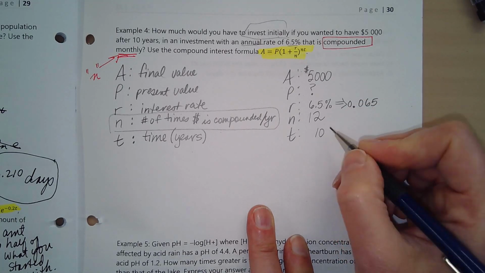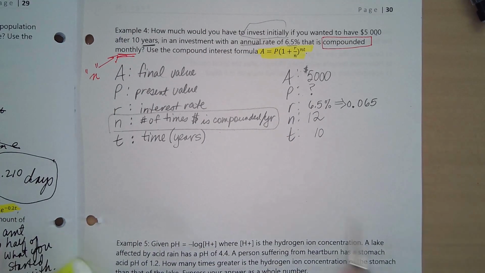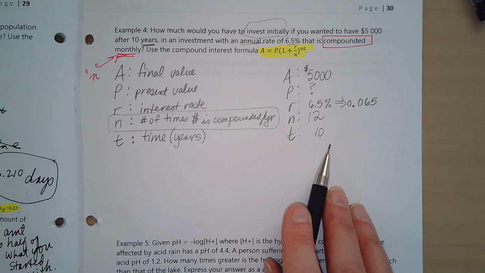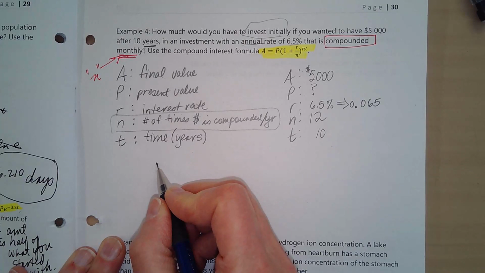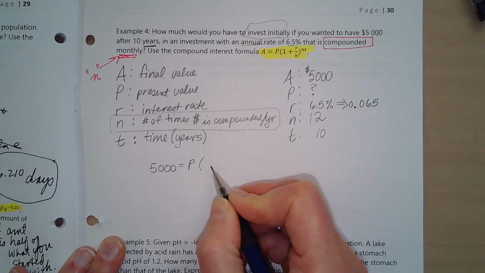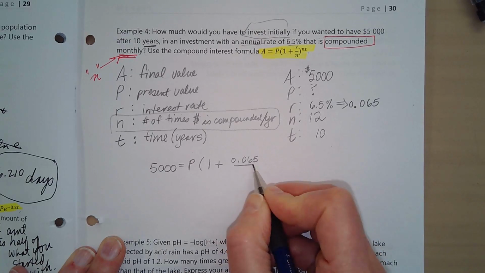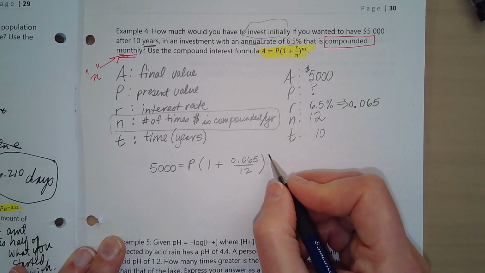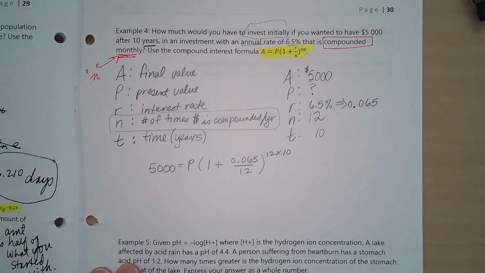And time is 10. Now, it has to be in years, right? And fortunately for me, the question gave it to me in years. If they said 6 months, my t value would be 0.5, right? Half of a year. All right, so now I have to put everything into this formula. So 5,000 equals P bracket 1 plus 0.065 divided by 12, bracket, 12 times 10, which is 120. Okay?